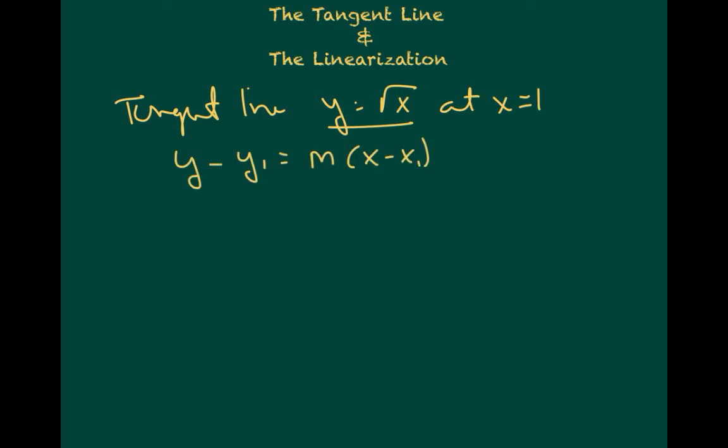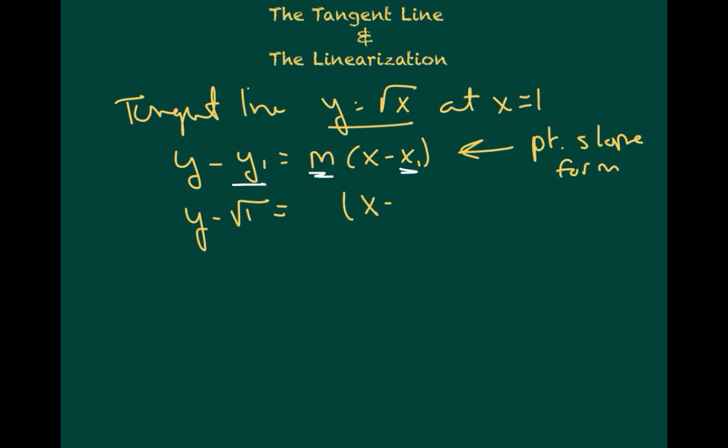Okay, you know that all year I've been emphasizing that we use point-slope form, and we've finally gotten to the part of this course where you're going to see why. If we started to fill in the parts of the point-slope form that we need, namely the y, the x1, and the slope, we would get y minus the square root of 1 equals the derivative at 1, which we'll figure out in a minute, times x minus 1.